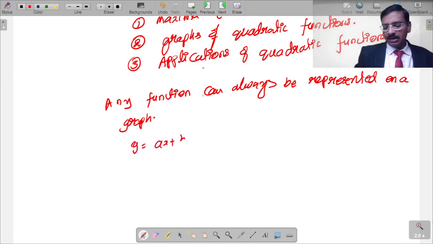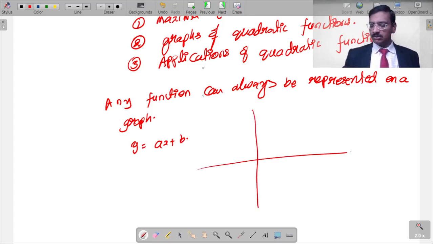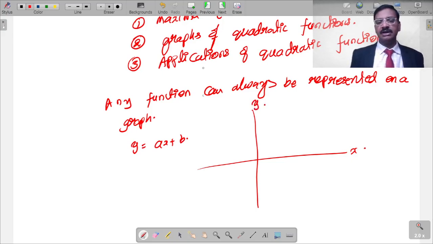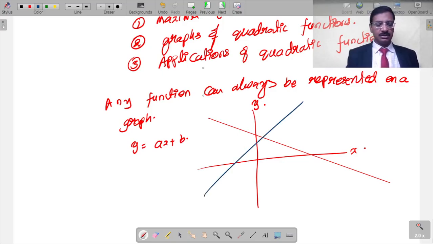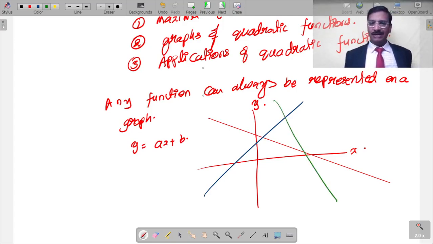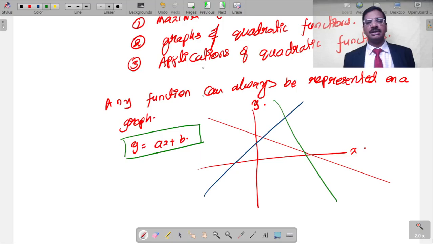If you try to draw the graph of this, it will be on a graphical sheet. This is the x-axis, this is the y-axis. This is always a random straight line like this. This is also one kind of straight line, and this is also one kind of straight line. Like this you can have any type of straight line, but the equation is always in this particular format, that is ax plus b, right? If you draw the graph of this, it will always be a straight line.